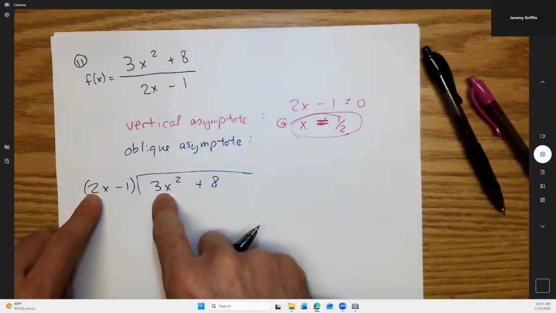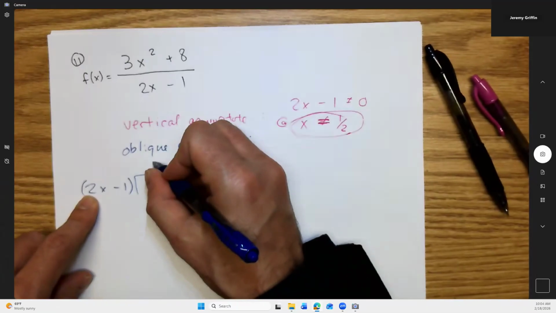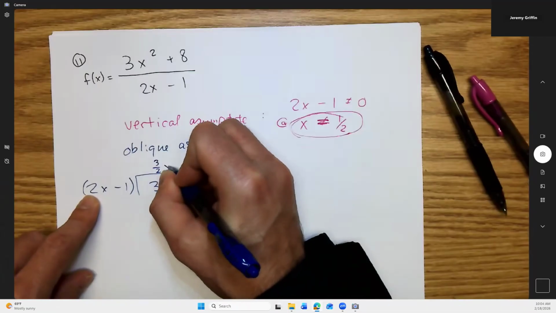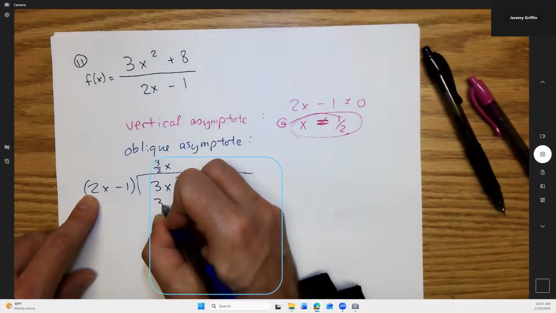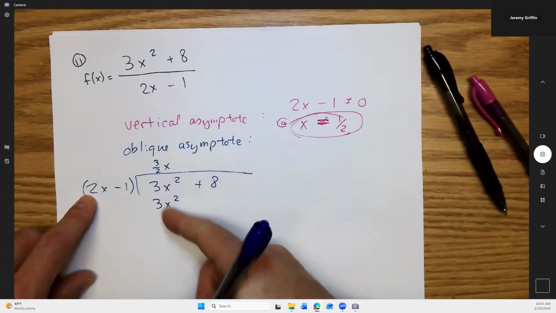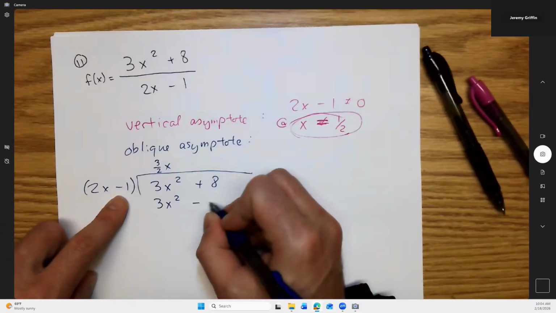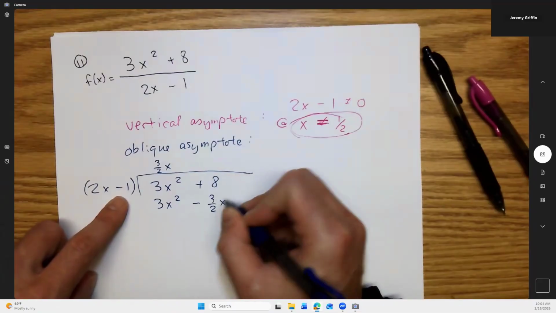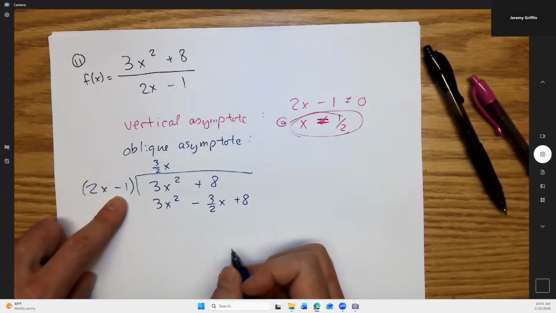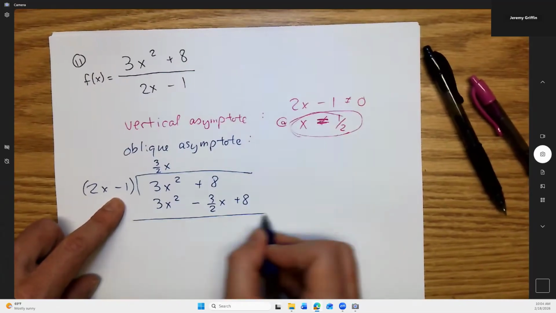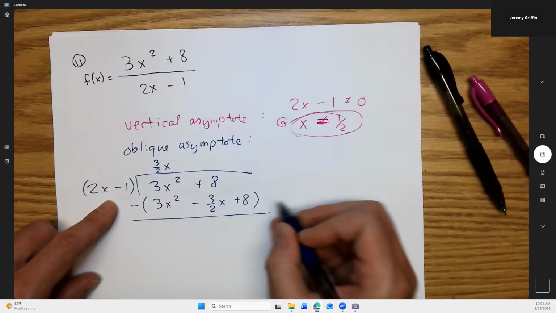So 2x goes into 3x squared 3 over 2x times. 3 over 2x times 2x is, of course, 3x squared. We set that up to happen. And then this would be minus 3 halves x. Right? And then you can drop down the 3x over 2 also. Same thing. Okay, so then I'm going to subtract this off.